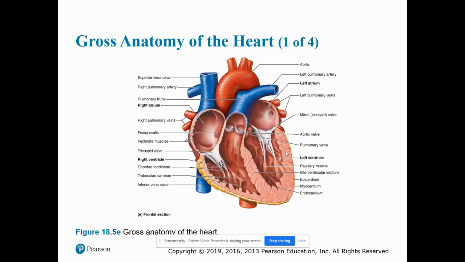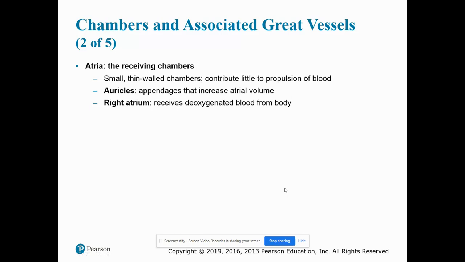And so this, again, is a picture of the heart. And as a reminder, we have right atrium, right ventricle, left atrium, left ventricle. The atria, again, are the receiving chambers, which means that the blood is going to enter the heart through the atria. They're small, they're thin-walled, and they contribute very little to the propulsion of blood. Then we have these appendages that help to increase atrial volume called auricles.